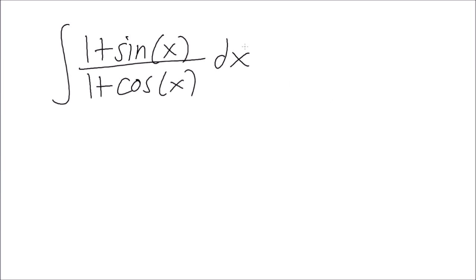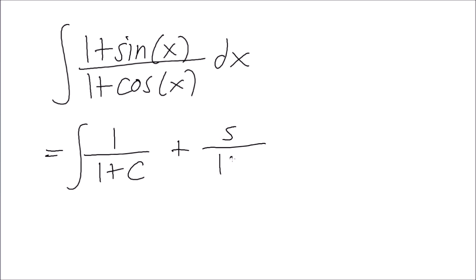Holy hell, what do we do here? What do we do here? So what I would do is I would split it. I would actually go ahead and split this, right? We have 1 plus cosine here, and then we have sine over 1 plus cosine here. This is just a basic u substitution. So this is fine with me.